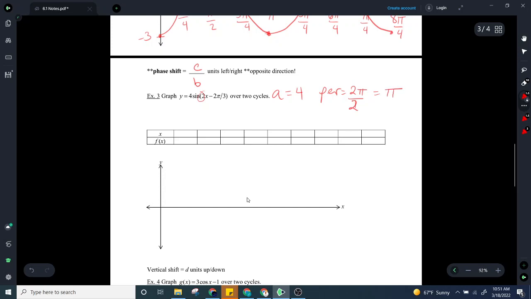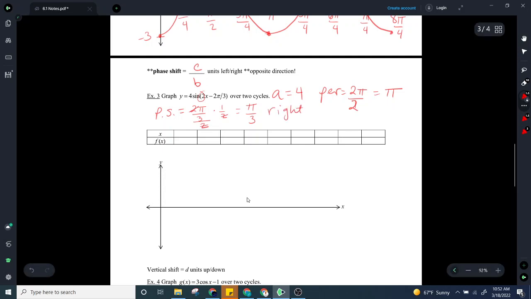And then the phase shift. So in this example, we do have a phase shift. The C value is 2 pi over 3. So using this formula, it's going to be 2 pi over 3 over 2, right? B is 2. So if you flip it and multiply by the reciprocal, of course, those 2's will divide out. So that leaves me with a phase shift of pi over 3. And because it's minus, it's actually to the right.